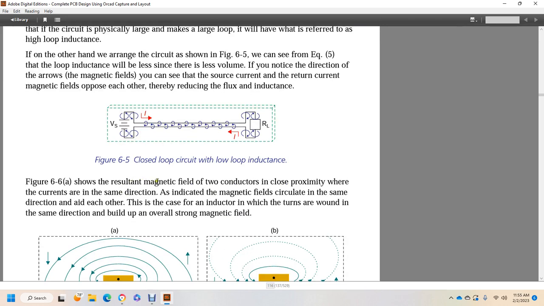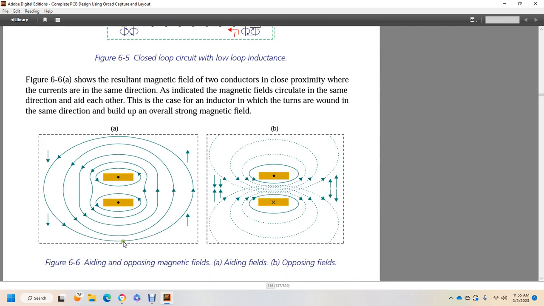Figure 6.6 shows the resultant magnetic field of two conductors in close proximity, where currents are in the same direction, indicating the magnetic fields circulate in the same direction and aid each other, as in the case of an inductor whose turns are wound in the same direction, building up an overall strong magnetic field. Figure 6.6 shows aiding and opposing magnetic fields. On the A side, you see the aiding fields, and then B, opposing fields.